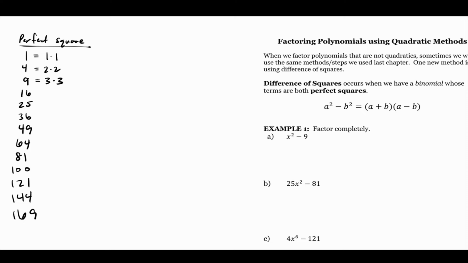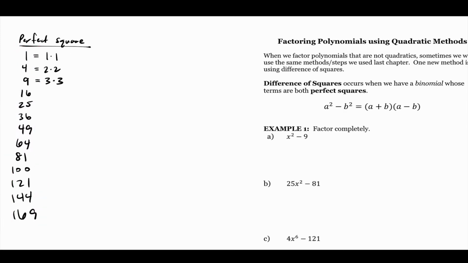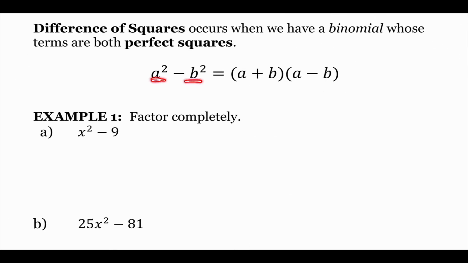It never stops, right? So 1 is a perfect square because it's 1 times 1. 4 because it's 2 times 2. 9 because it's 3 times 3. 16 because it's 4 times 4. 5 times 5, 6 times 6, 7 times 7, and so on. So all of these are perfect squares. The list continues, but we stop there. That's what I'm looking for, those numbers here and here.